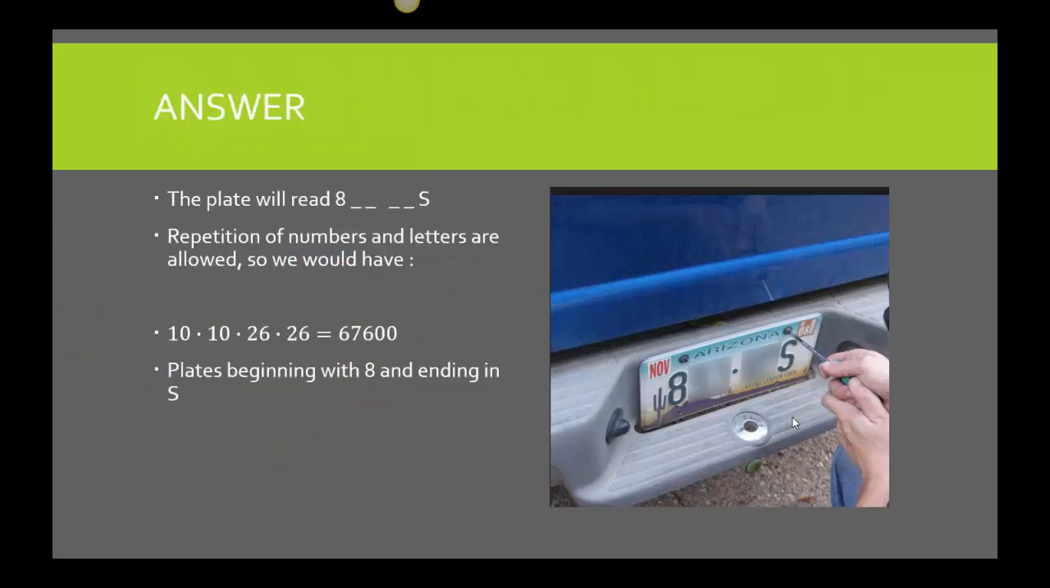All right, so here I drew in some blanks to say 2 after the 8 and 2 before the S. So the plate, again, repetition's allowed. So I have 10 choices for each of those missing numbers, and I have 26 choices for each of the missing letters. This says I have 67,600 choices for how many plates begin with an 8 and end in an S.